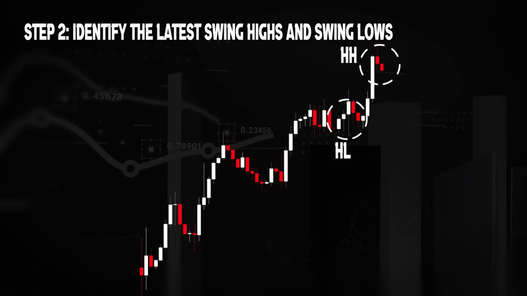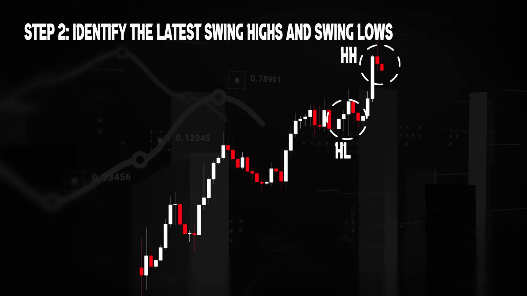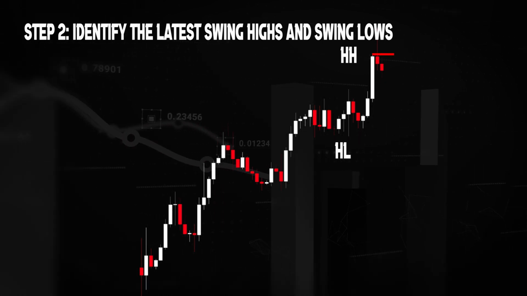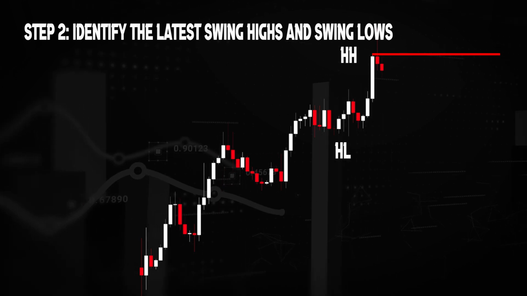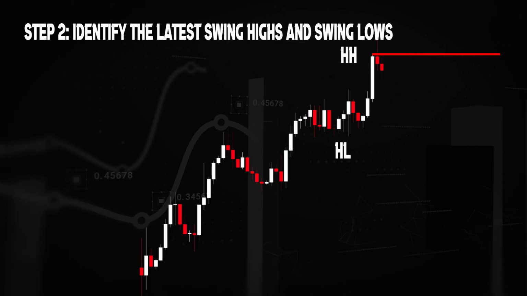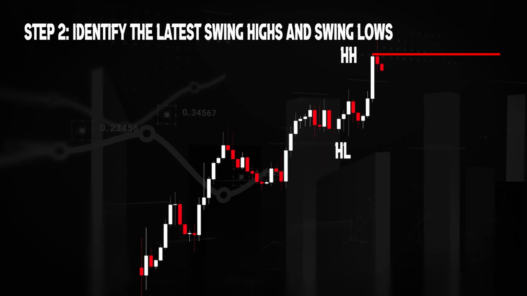Step 2. Identify the latest swing highs and swing lows. Identify swing highs. A swing high is a peak reached by the price before it starts to fall. Look for a high point that is higher than the points immediately before and after it. Mark the highest price in this pattern as the swing high.